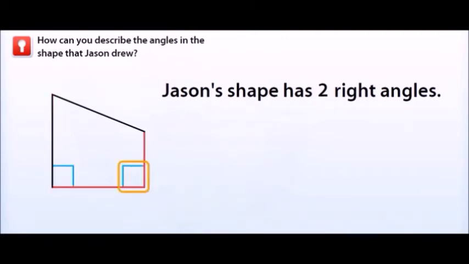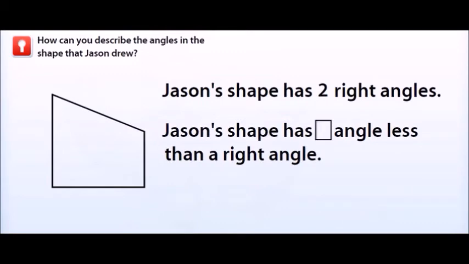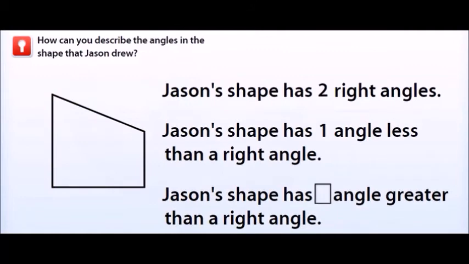Here is the first right angle. Here's the second right angle. How many angles in Jason's shape are less than a right angle? There is one angle less than a right angle in Jason's shape. How many angles in Jason's shape are greater than a right angle? There is only one angle greater than a right angle in Jason's shape.